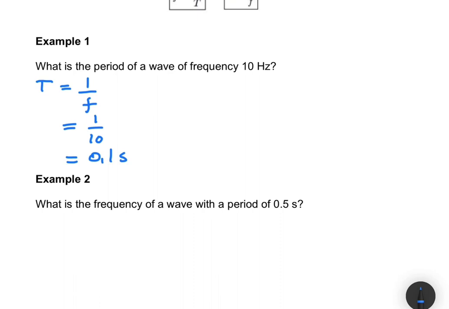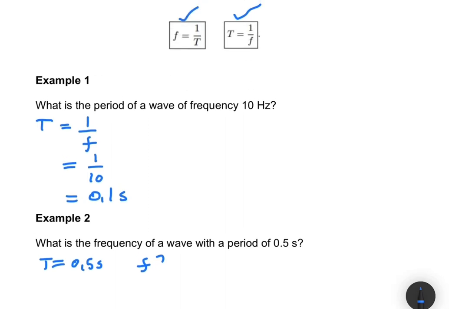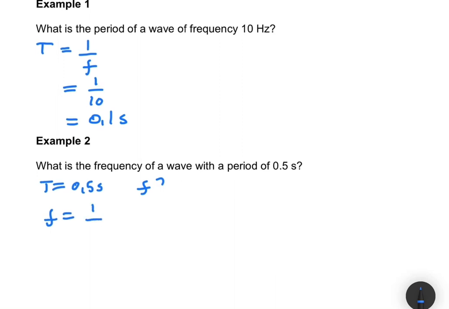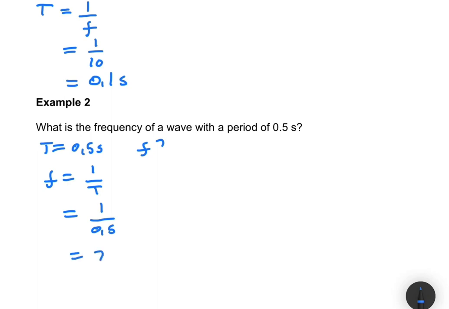What is the frequency of a wave with a period of 0.5 seconds? So now we're given the period, which is 0.5 seconds, and we're looking for the frequency. So we're going to use the first equation, which is F, the frequency, equals 1 divided by the period. So we're going to have 1 divided by 0.5, which equals 2 Hz. So the frequency of a wave with a period of 0.5 seconds will be 2 Hz. That's how you move from period to frequency and from frequency to period.